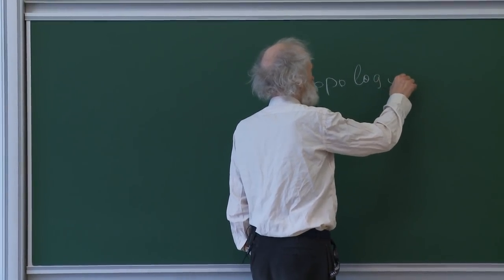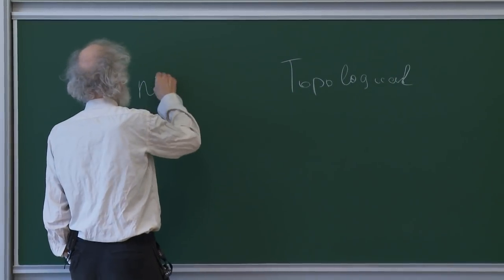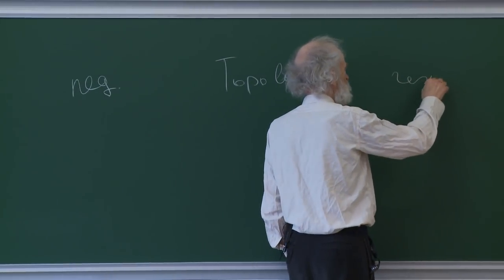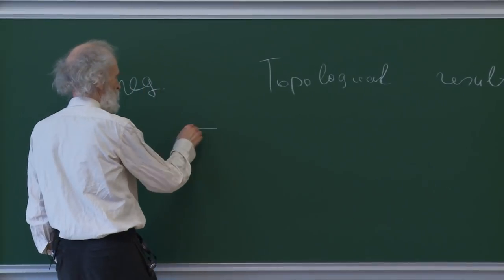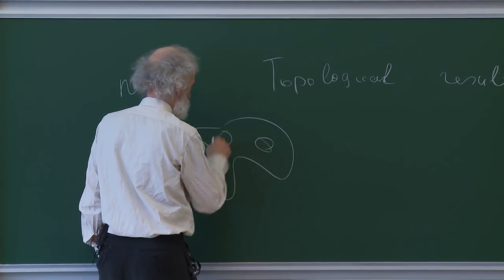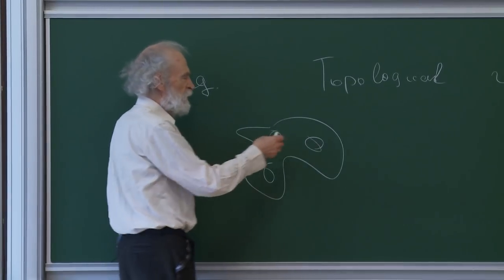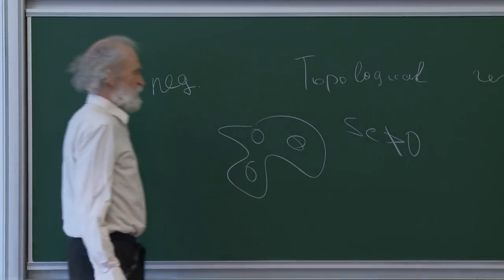where topology and geometry diverge. So topological, and I would call them negative, yeah? Negative topological results. And this concerns non-existence theorems: given a manifold with a certain topology, it cannot have a metric with positive scalar curvature.